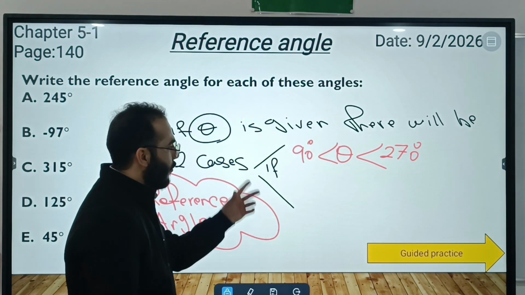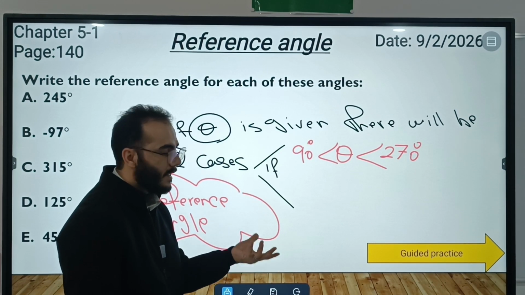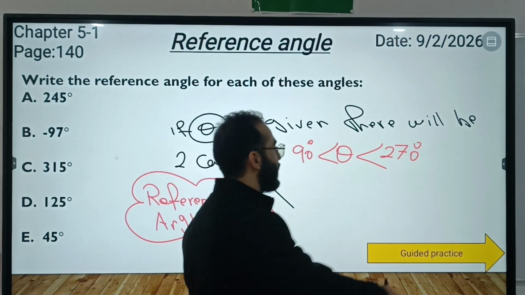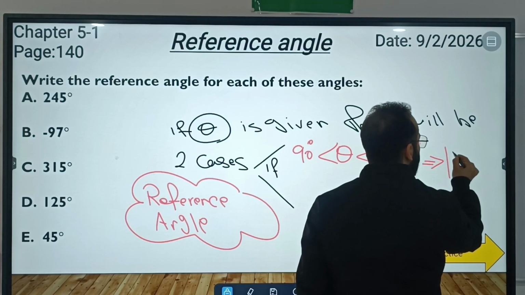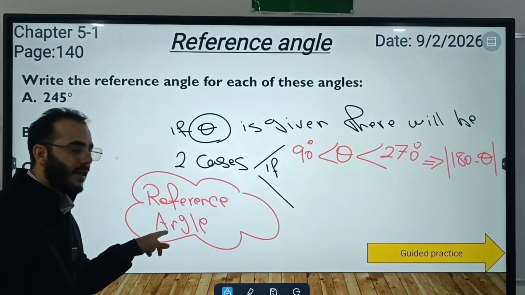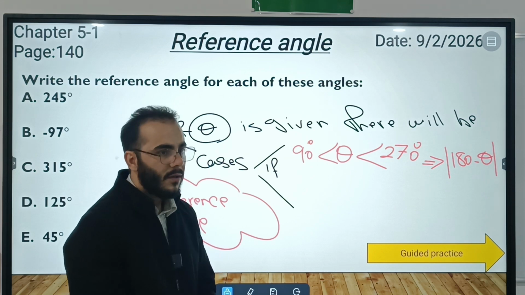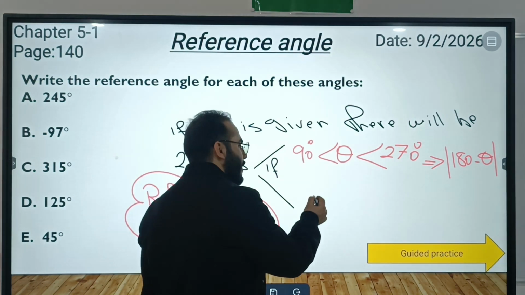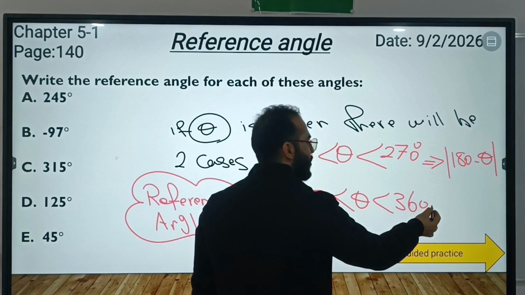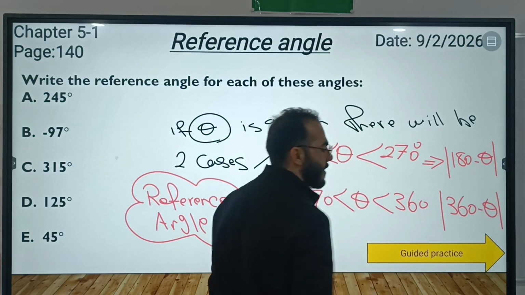All right. So there will be two cases. Those given thetas that we are going to face mostly are going to be from these two cases. If theta was between 90 and 270, the reference angle is equal to the absolute value of 180 minus theta. Absolute value is just for making it positive, and 180 minus theta is going to make it an acute angle. Now, what if the angle was between 270 and 360? In that case, the reference angle would be the absolute value of 360 minus the given theta.